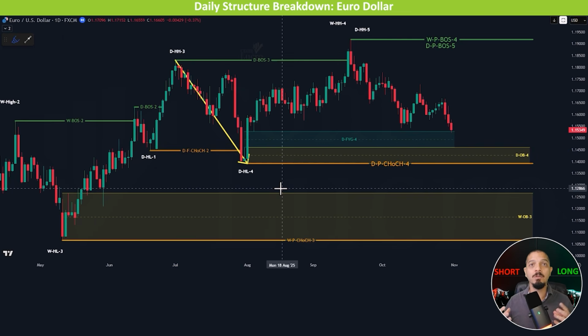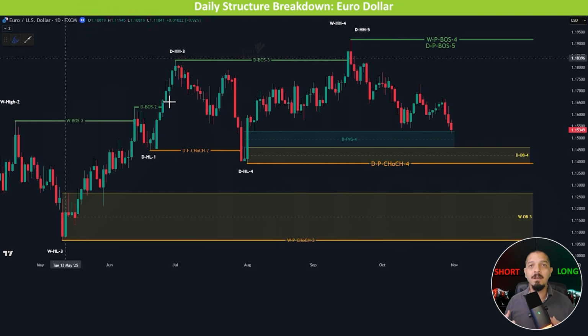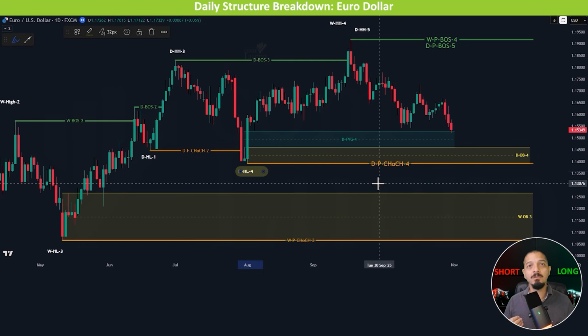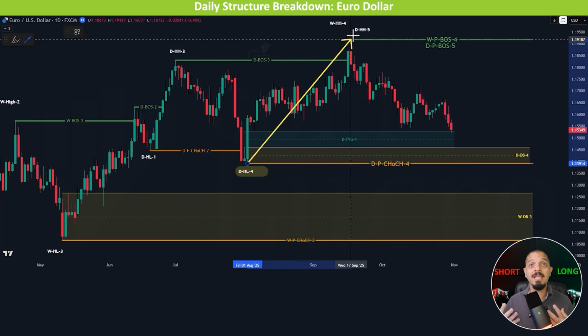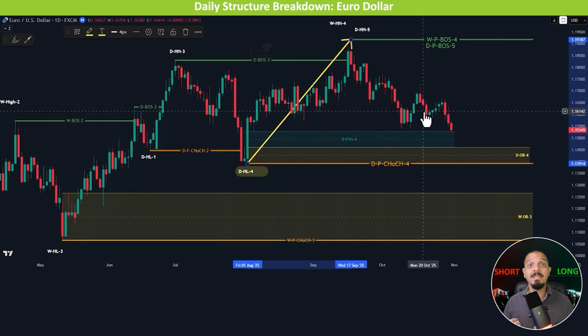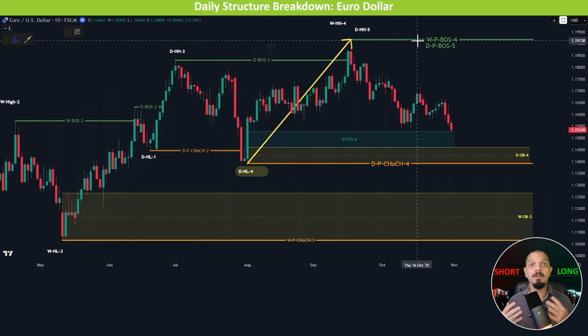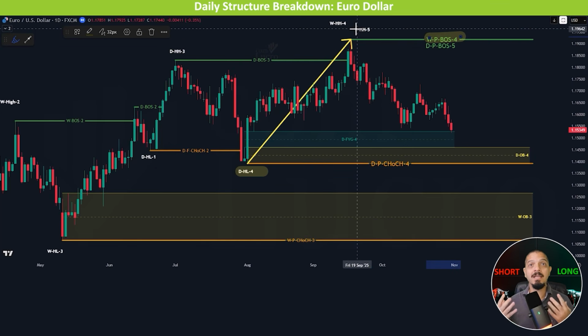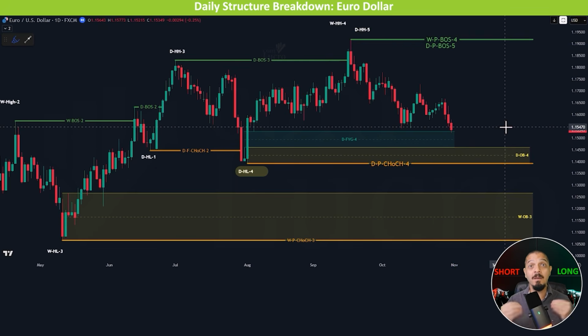As the pullback continues, the market finds support at the daily higher low number 4, which forms the base for another upward movement. From here, price pushes again and reaches the daily higher high number 5. This daily higher high number 5 is the same point as the weekly higher high number 4, meaning both time frames align at this structural extreme. At this same level, we also find the weekly possible break of structure number 4 and the daily possible break of structure number 5, both signaling that a potential structural shift may occur if price confirms with continuation.